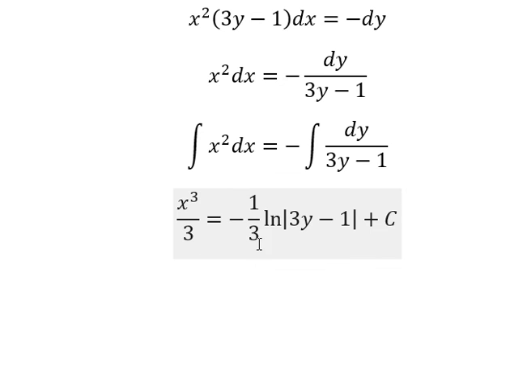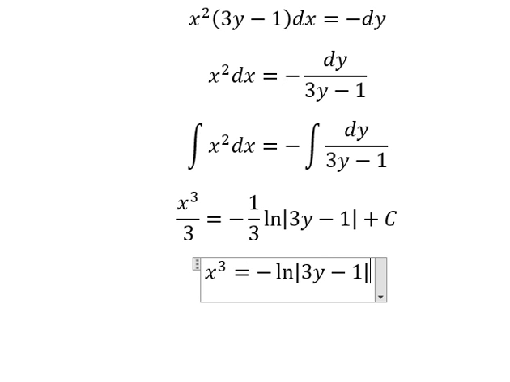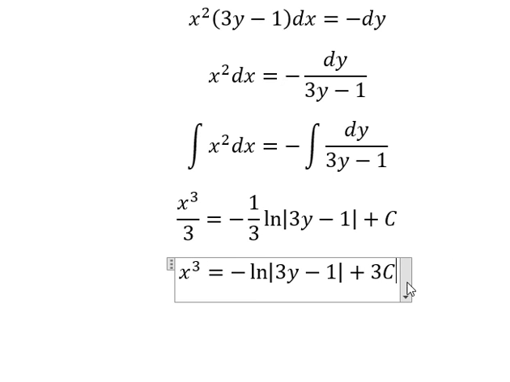Number 3, we simplify by multiplying both sides by 3. We know that 3c, c is the constant, so we can write c.